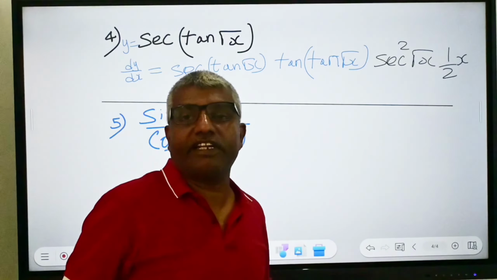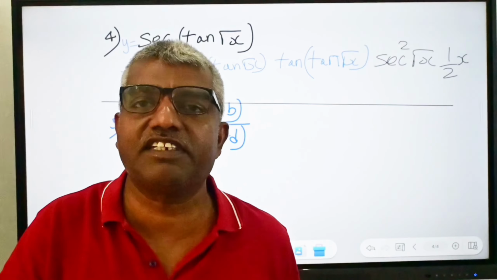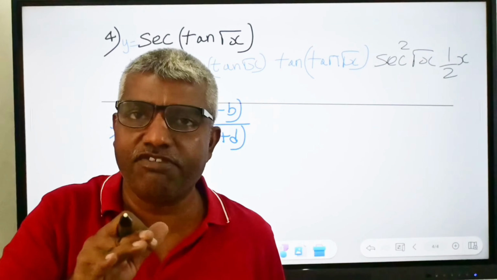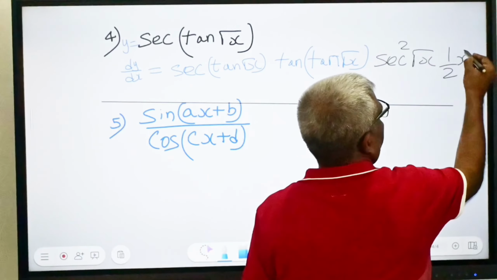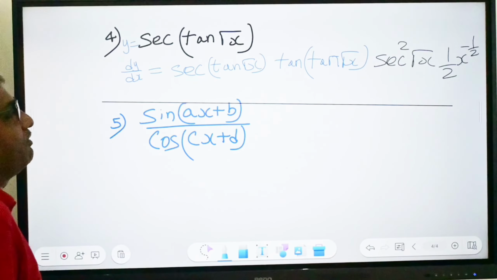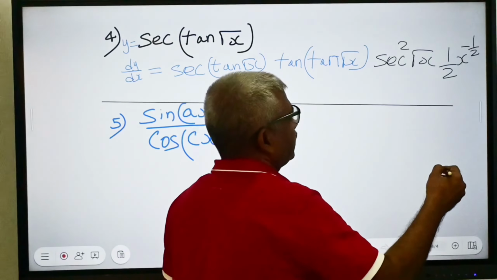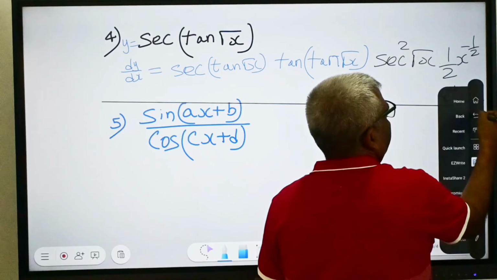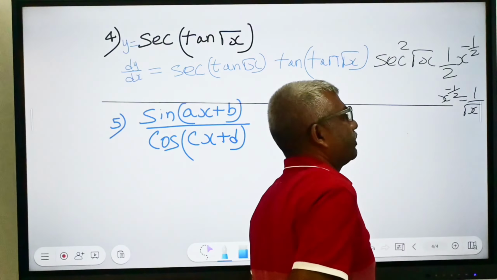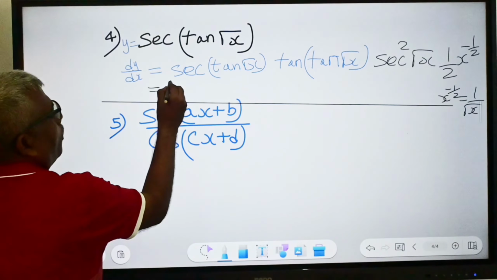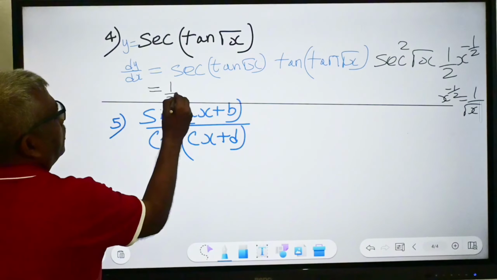Then root x differentiate: half. Root x is x to the power half. How to differentiate? n x to the power n minus 1. So half x to the power of half minus 1, half minus 1 is minus half. Half x to the power minus half. Okay, we can simplify a little. X to the power minus half is 1 by root x. Now I am writing here 1 by 2 root x.